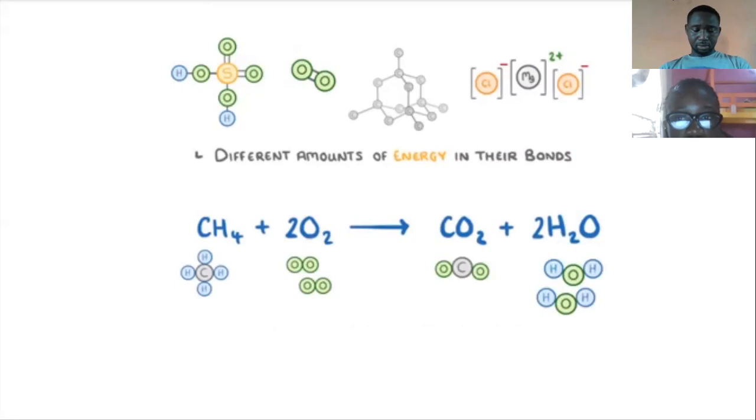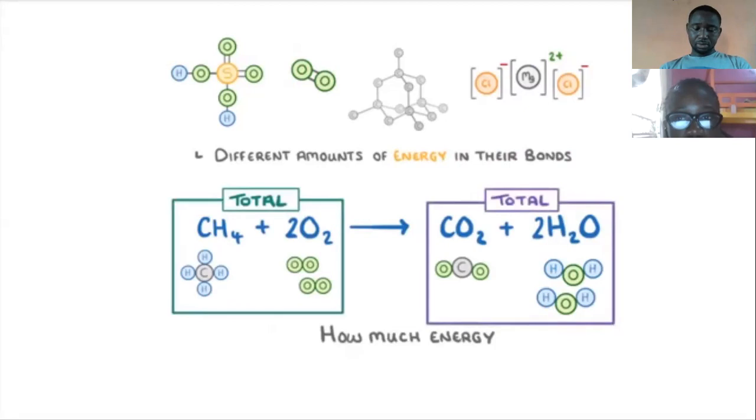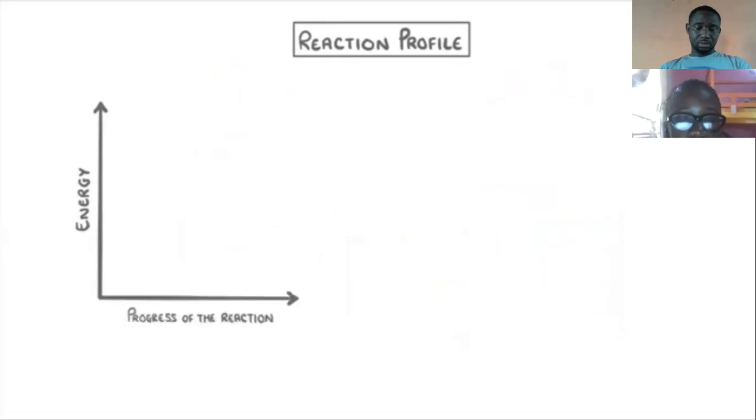What's important to us, though, is how much energy all of the reactants have in total compared to how much energy all the products have in total. In this particular case, the products would have less energy than the reactants. You can show this on a reaction profile, where the y-axis is the total energy of the molecule, and the x-axis is the progress of the reaction. On the left, we place our reactants, and on the right, our products. But for this reaction, we'd put the products lower down, because they have less energy.